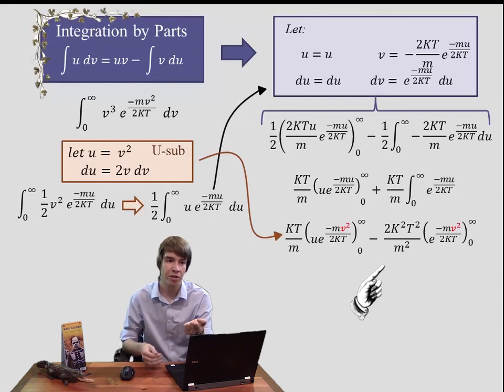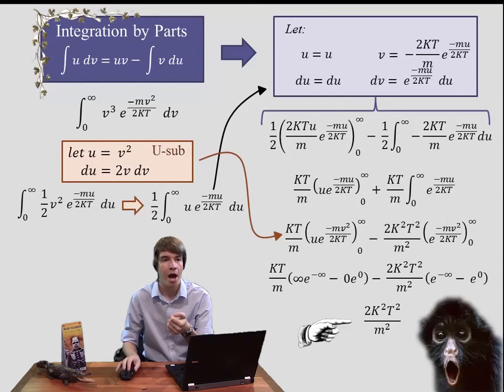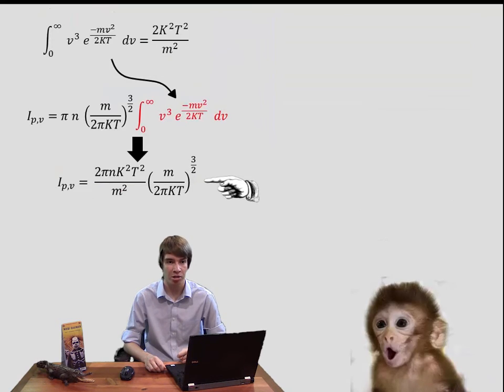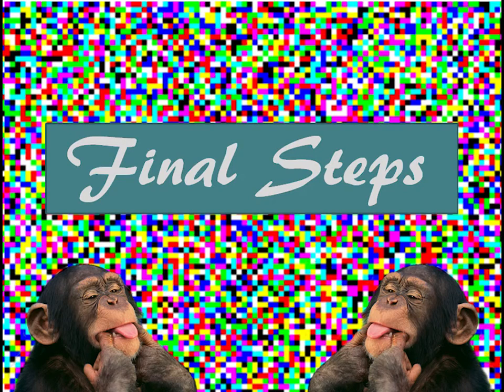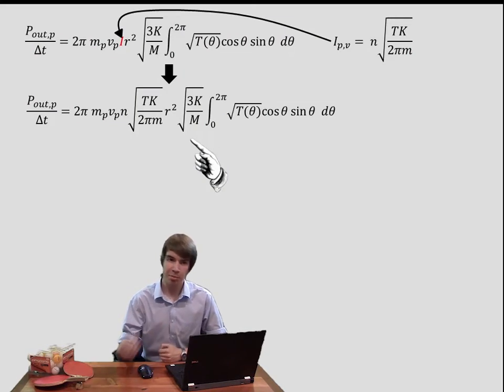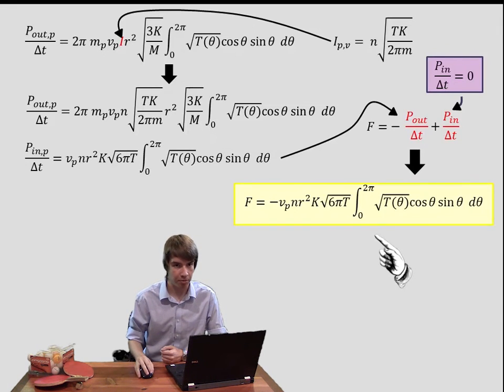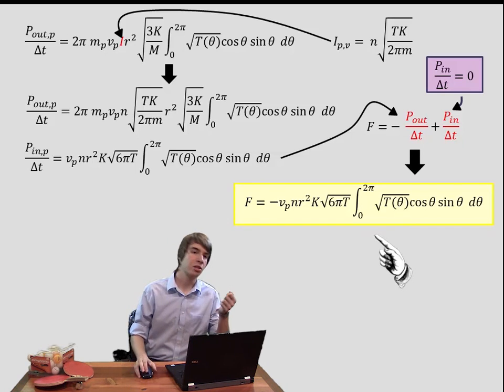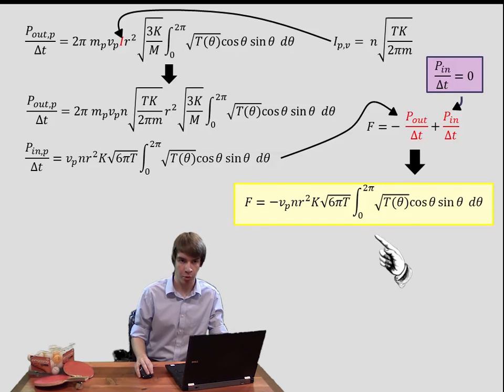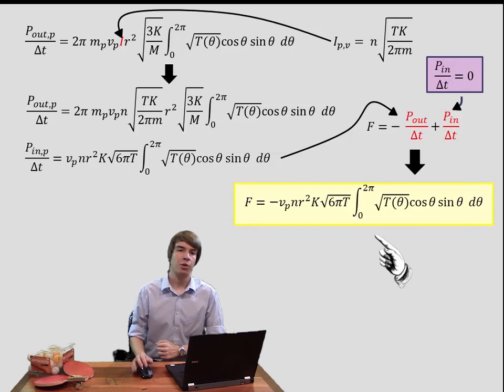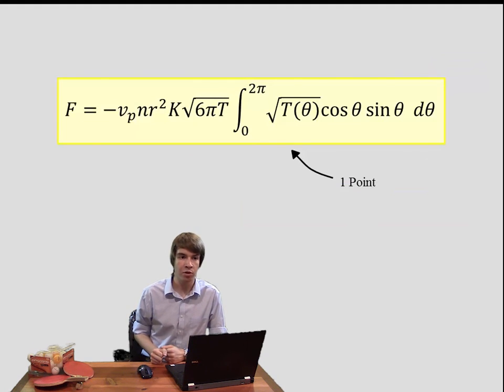Now we can plug back in v squared and then evaluate. After simplifying, we can plug this back into our expression for the flux. Now we can simplify again and plug back into the expression for the outgoing momentum and simplify. And finally, we can plug this back into our expression for the photophoretic force. This gives us the equation for the photophoretic force on a spherical dust grain with a temperature gradient T of theta.